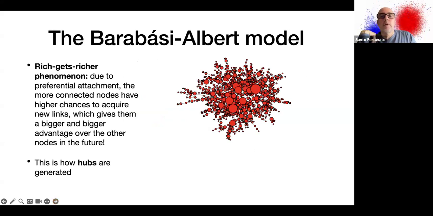This is a picture of a network generated by this model, and the size of the circles is proportional to how many neighbors they have. So you can see here that there are very small circles and there are a few very large circles. These would be the hubs. I see that there is a question, but let me finish this thought. The degree distribution of the Barabasi-Albert model is a power law, so it's very broad, with exponent 3.